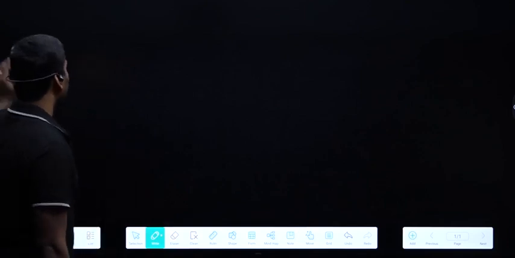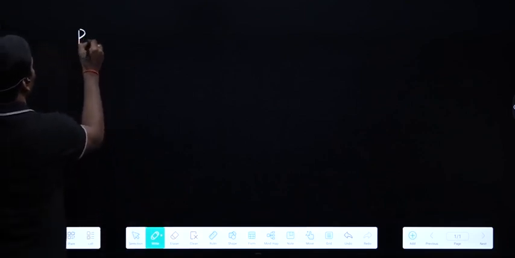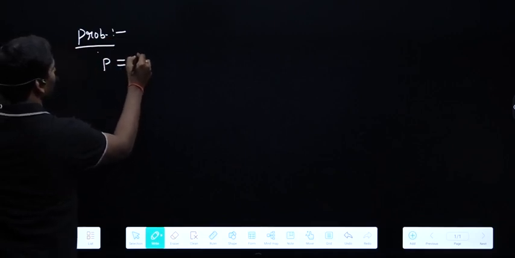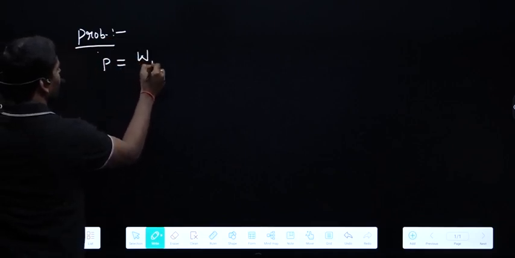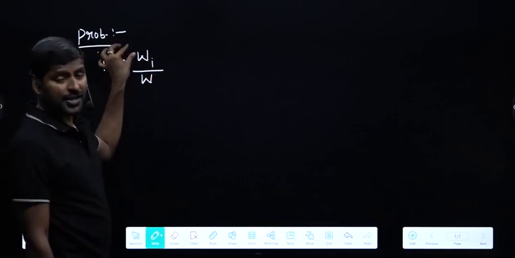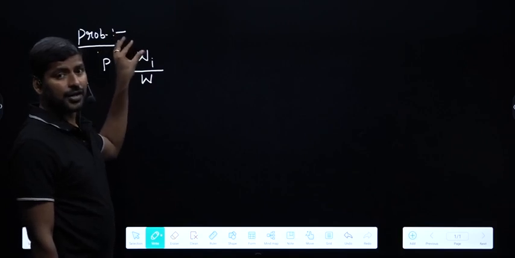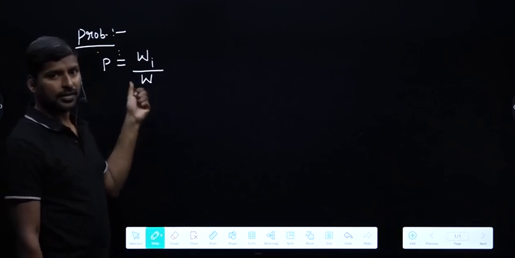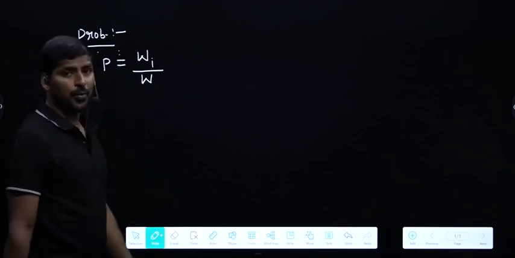Okay, next one, probability. Probability means what? Probability is equal to the weight of a particular configuration divided by the total weight, or the number of ways of arranging a particular configuration divided by the total number of ways of arranging the particles. So that is called probability.